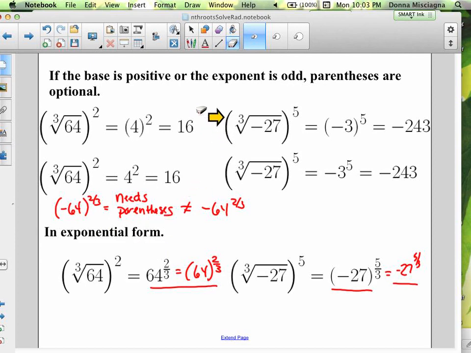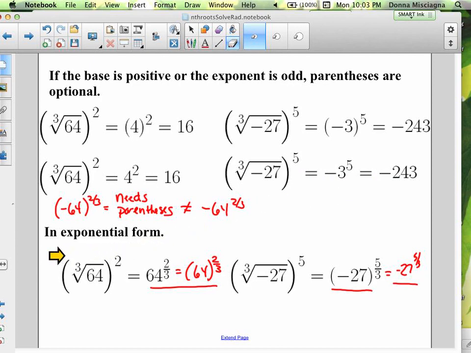Also, it doesn't matter if you have the parentheses if it's an odd root. So here we have the cube root of negative 27 to the 5th power. With parentheses, cube root of negative 27 is negative 3. Negative 3 to the 5th power is negative 243. If we don't use parentheses, cube root of negative 27 to the 5th power, cube root of negative 27 is negative 3. Negative 3 to the 5th power is still negative 243.